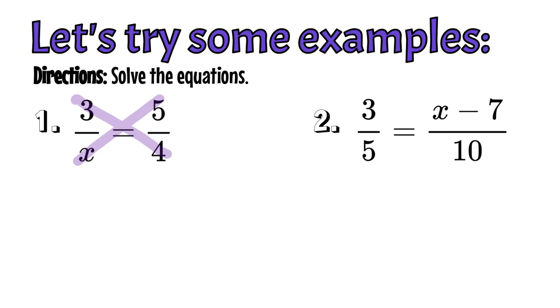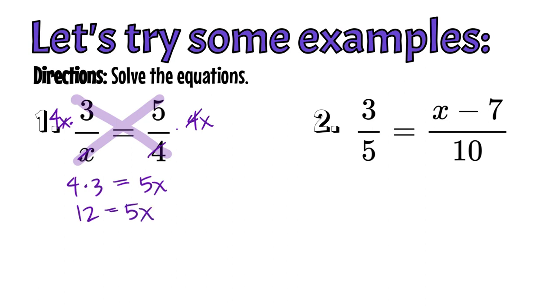So let's notice what happens when we multiply both sides by 4x. We have 4x times 3 over x and 4x times 5 over 4. On the left, our x and x divide and equal 1, so we're left with 4 times 3. And on the right, our 4 divides to be 1, so we're left with 5 times x. That gives us 12 equals 5x.